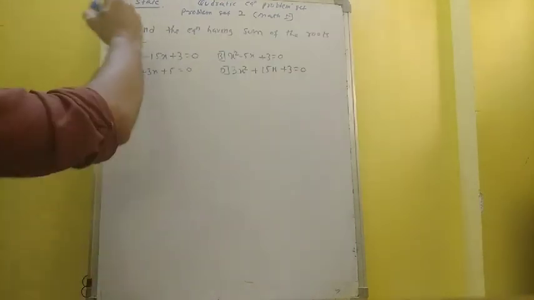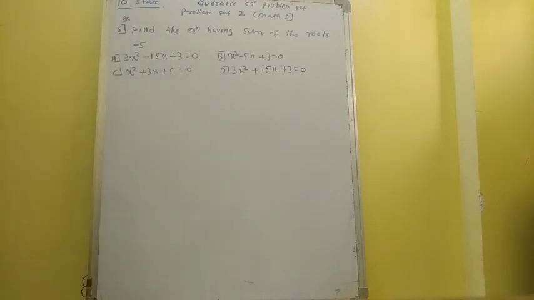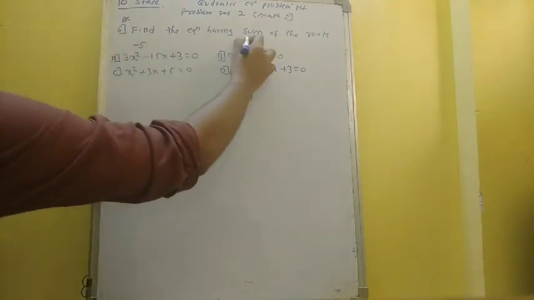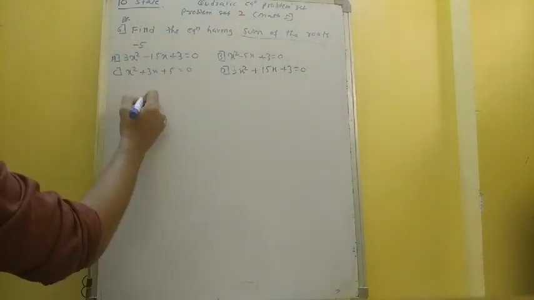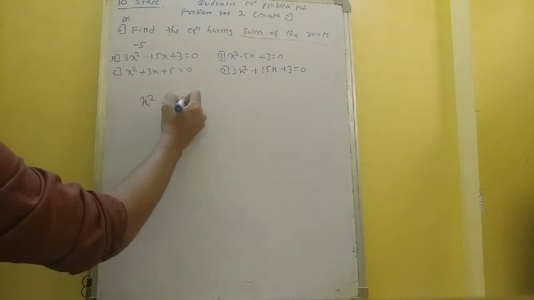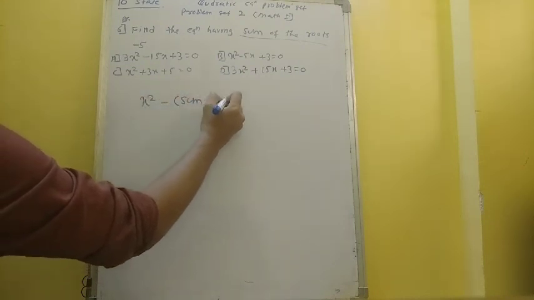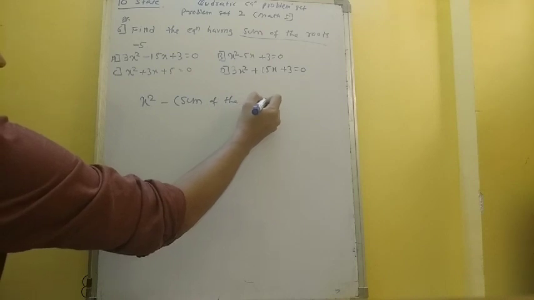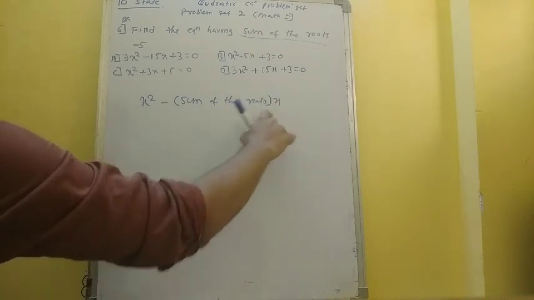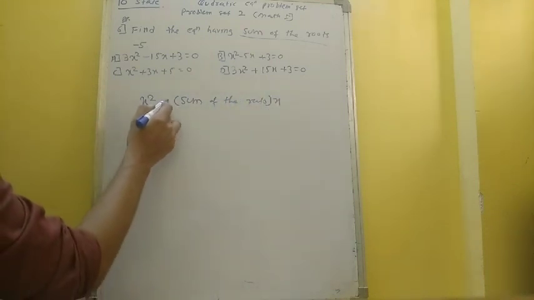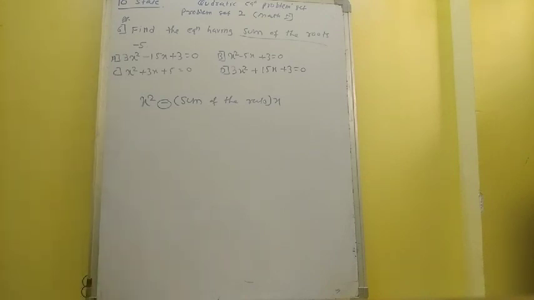Okay, the sixth one is a trick question. Please star mark the question. The question is, find the equation having sum of the roots. We know that in the quadratic equation, x square minus sum of the roots into x. In the middle we have sum of the roots, but with the minus sign outside the bracket. This is a very important point which you need to pay attention to.